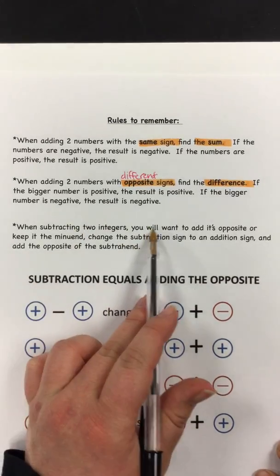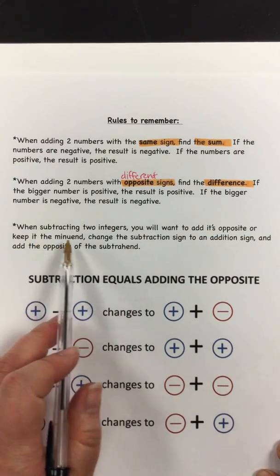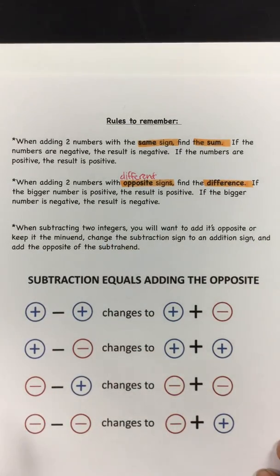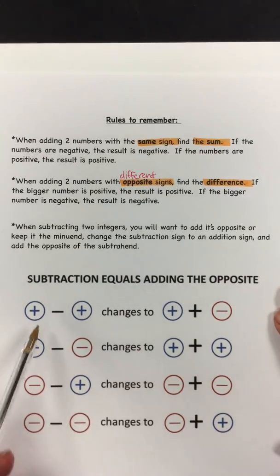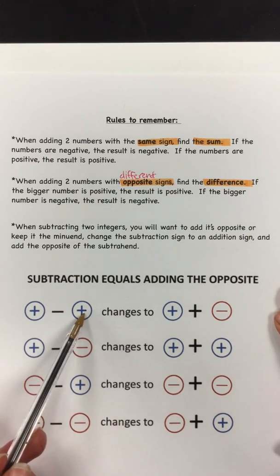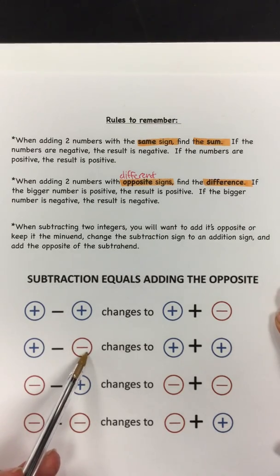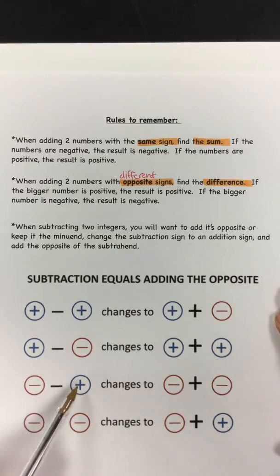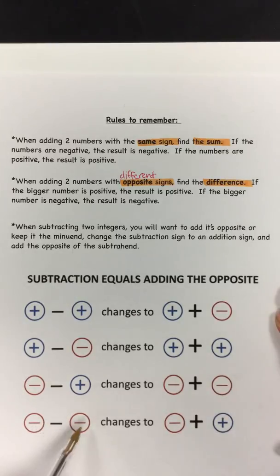Again, when we are subtracting, you will want to add its opposite, or keep it in the minuend, change the subtraction sign to an addition sign, and add the opposite of the subtrahend. So if we look here, here's a little cheat sheet for subtraction. If we've got a positive minus a positive, we change it to a positive plus a negative. If we've got a positive minus a negative, it changes to a positive plus a positive. If we've got a negative minus a positive, it changes to negative plus a negative. If we've got a negative minus a negative, it changes to negative plus a positive.